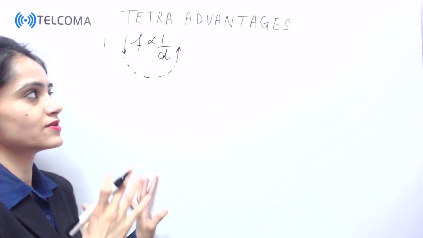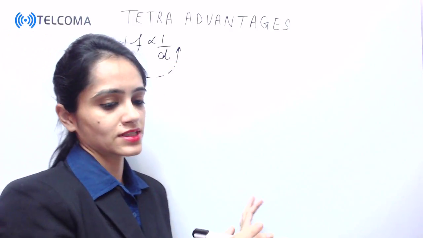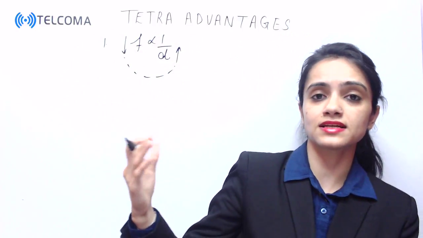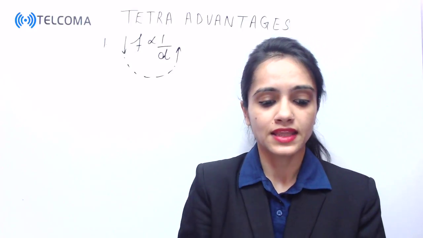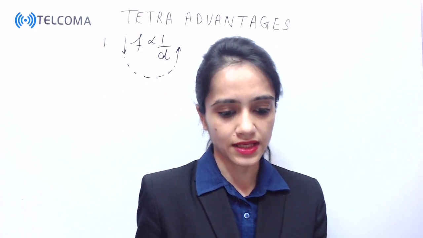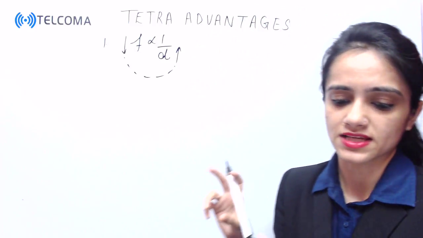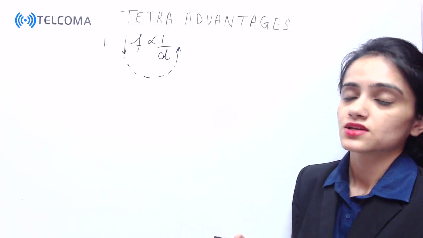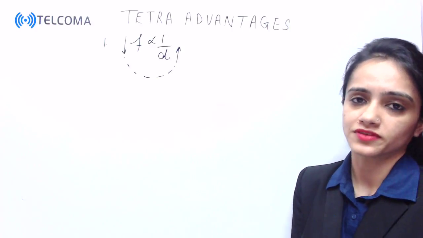So this is the very first advantage of TETRA technology, that we are using very low frequency. Lower frequency will result in a longer range. That means it covers a high level of geographic coverage area with a smaller number of transmitters. Thus it will cut infrastructure cost. So this is the very first advantage of TETRA technology.